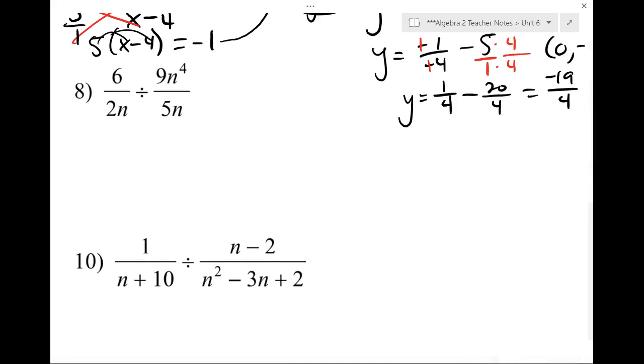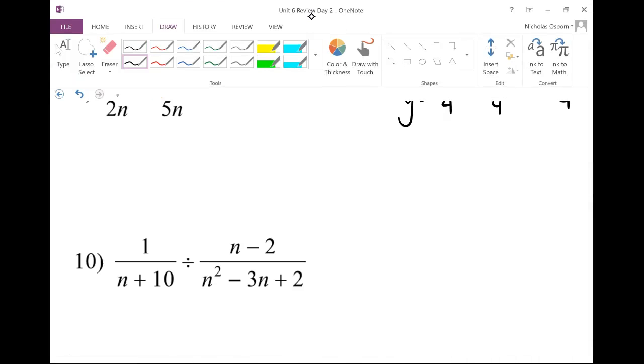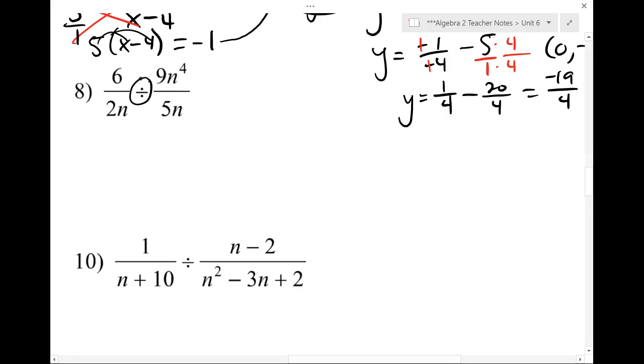So now number 8, the steps are pretty much just the same, except for the first one. If you guys remember, we went over multiplying and dividing. When you divide, you need to flip the second expression. Okay? And then the division becomes multiplication. So rewrite the first one. Now you're going to flip the second one, basically put the 5n on the top, 9n to the 4th on the bottom. And now you're just dealing with multiplication. So it's one extra step, but pretty much the same idea.